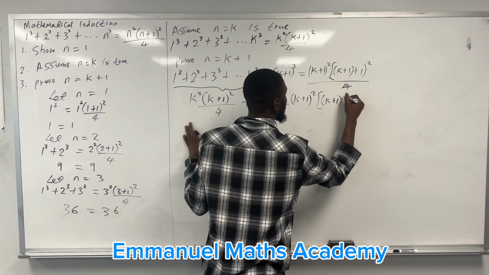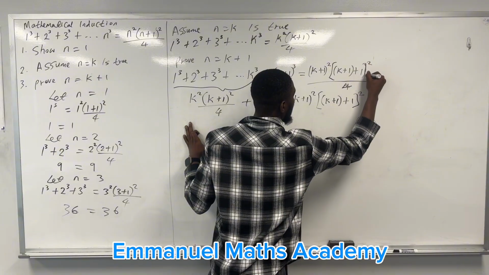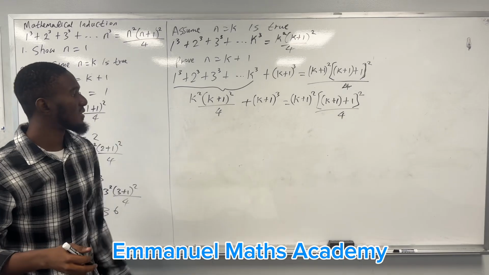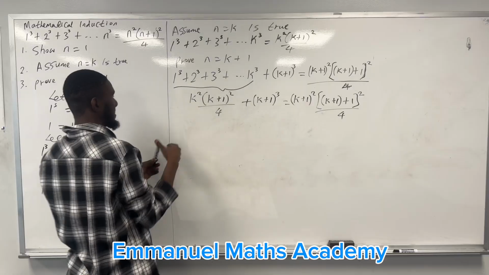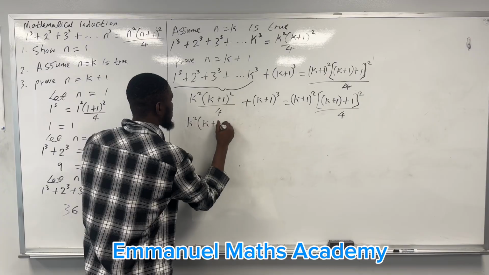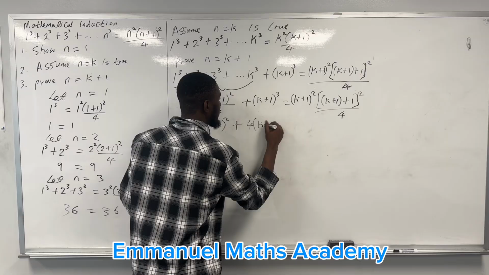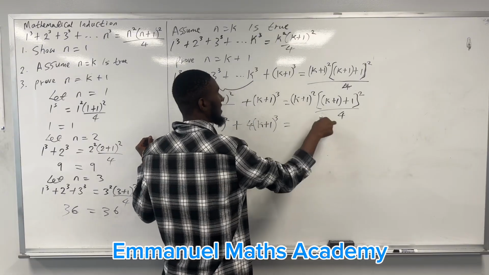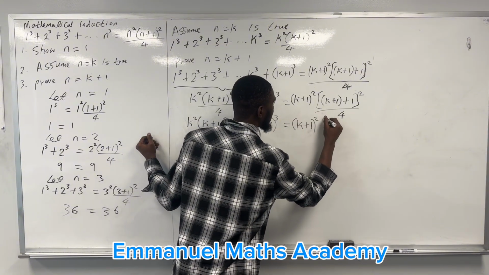K plus 1 plus 1, all squared, right? All over 4. So to eliminate this 4 here, if you multiply through by 4, this side and this side, 4 divided by 4 is 1. So you'll be left with K squared (K plus 1) squared plus 4 multiplied by K plus 1 over 3, equal to, here 4 divided by 4 is 1. Hence we'll be left with K plus 1 squared.